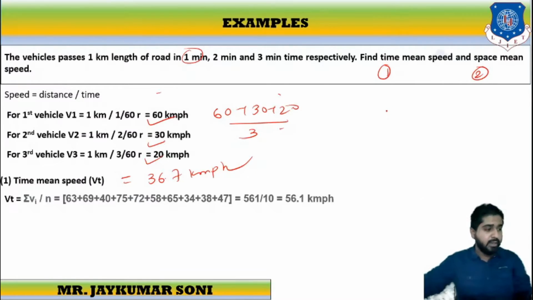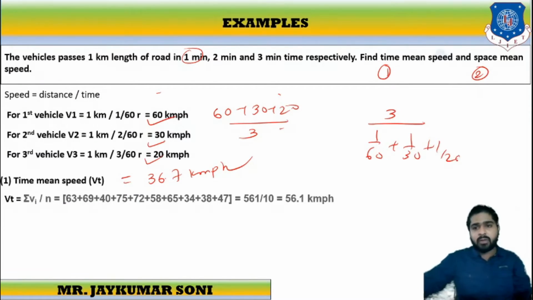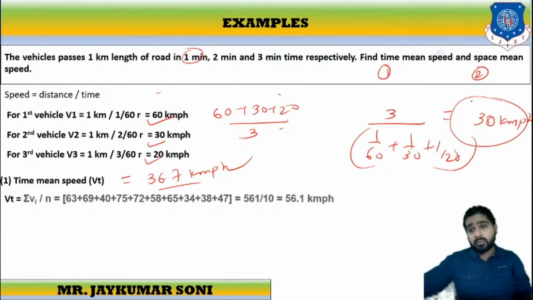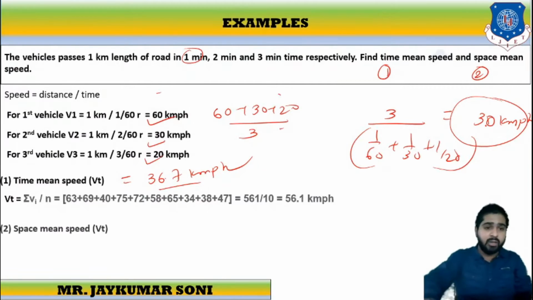And if I have to calculate the space mean speed, then it is the inverse of this. So it will be 3 divided by 1 by 60 plus 1 by 30 plus 1 by 20. So it will be 30 kmph. So the time mean speed is 36.7 kmph and the space mean speed is 30 kmph. So this is how we can calculate the values.